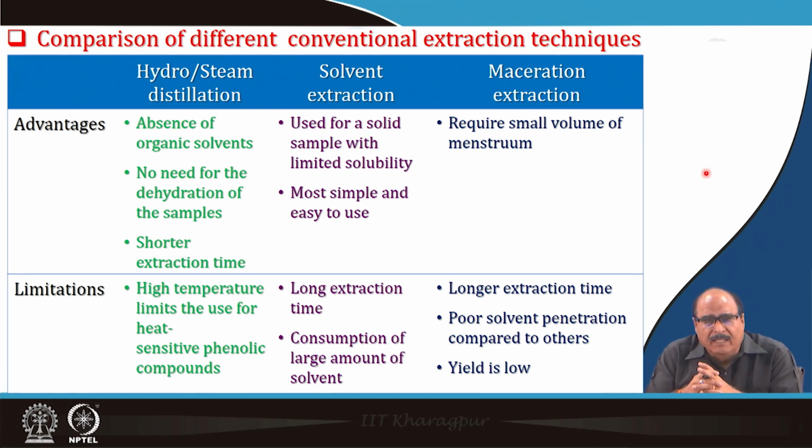In solvent extraction, it can use a solid sample with limited solubility, and it is the most simple and easy to use. However, it takes a long extraction time and the consumption of a large amount of solvent is a limitation. In the case of maceration extraction, it requires a small volume of menstruum, that is the advantage, but the limitations are longer extraction time, poor solvent penetration compared to others, and a low yield.